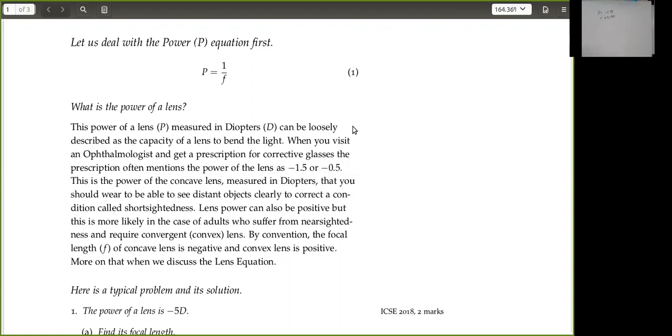Well, the power of a lens is defined in a certain way in your textbook. It's the capacity of the lens to bend the rays. So a converging lens will converge the light more. If it converges the light more, then you say that one lens has a greater power compared to another. So I have two converging lenses over here. I'll just go back to the main screen.